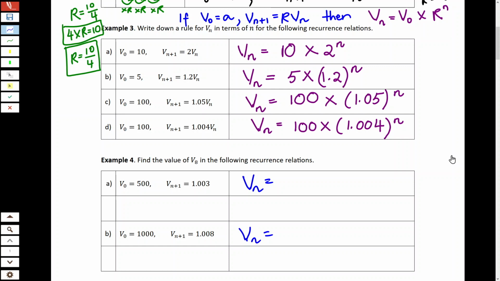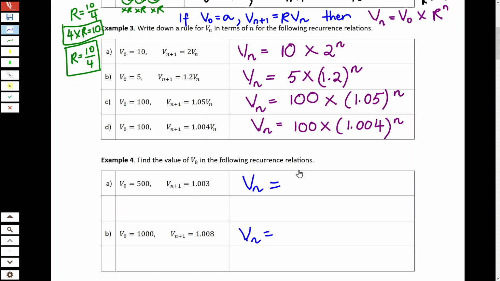Where did you get Vn squared from? That was my question. Sorry, Vn to the power of 2? Where did you get that? On example 4a, it really looks like Vn to the power of 2. It really looks like a square. Is that better? Yeah. Okay, it's good to clarify these things.